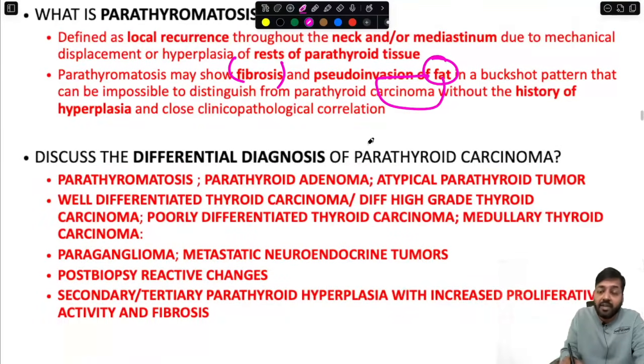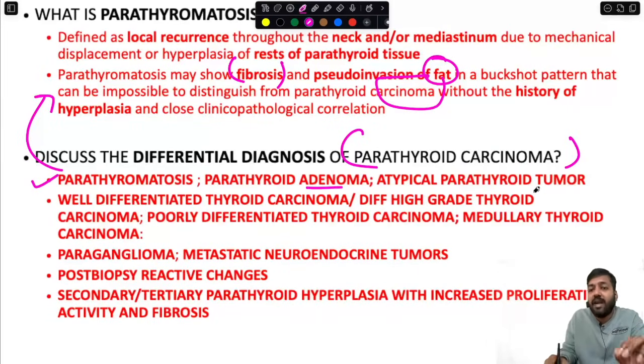Now, discuss the differential diagnosis of parathyroid carcinoma. Number one is parathyromatosis, as we have already said. Parathyroid adenoma, atypical parathyroid tumor: they will not have any sign or symptom, meaning they have cytological atypia, but they do not have clear-cut signs of invasion. Parathyroid adenoma, we have already discussed how to differentiate between both of them. The thing is, invasion is absent in case of adenoma.